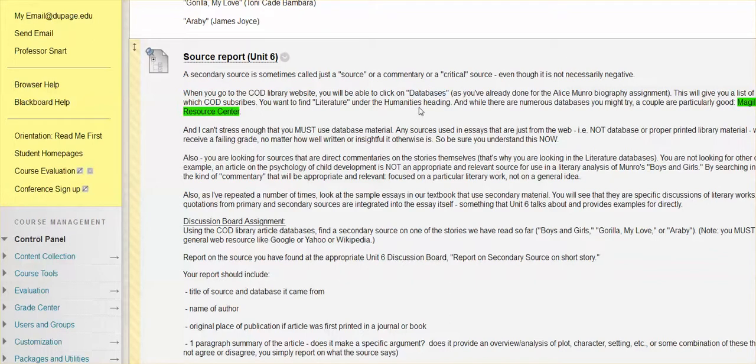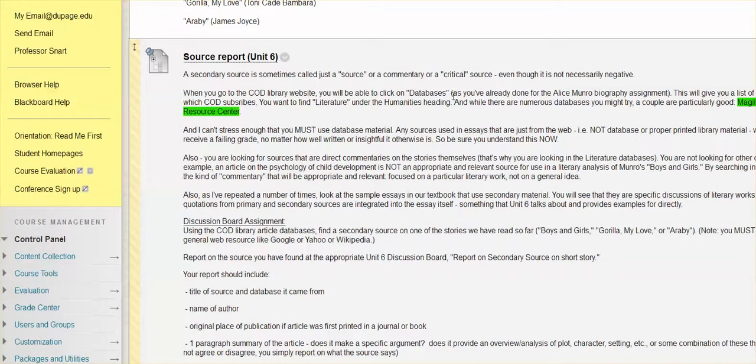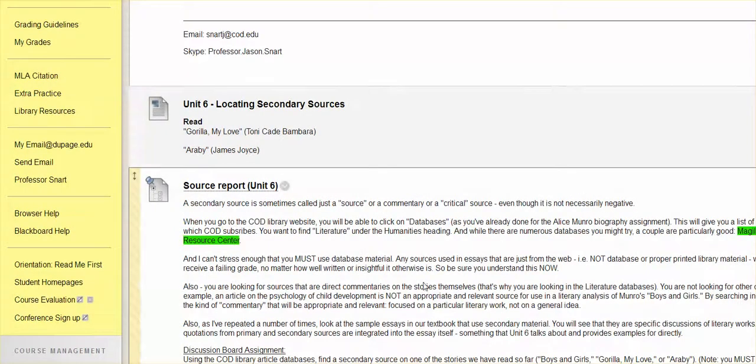The relevant part is the other piece of that, and relevant for us means that a secondary source, a critical source, a research source that you're finding for this assignment and for our essays are direct discussions or commentaries on whatever the primary text you're talking about is. So if you were writing your essay on, let's say, the short story called Araby by James Joyce, one of the assignments for this unit, then the secondary source you find would have to be from a database and a direct discussion of that particular short story.